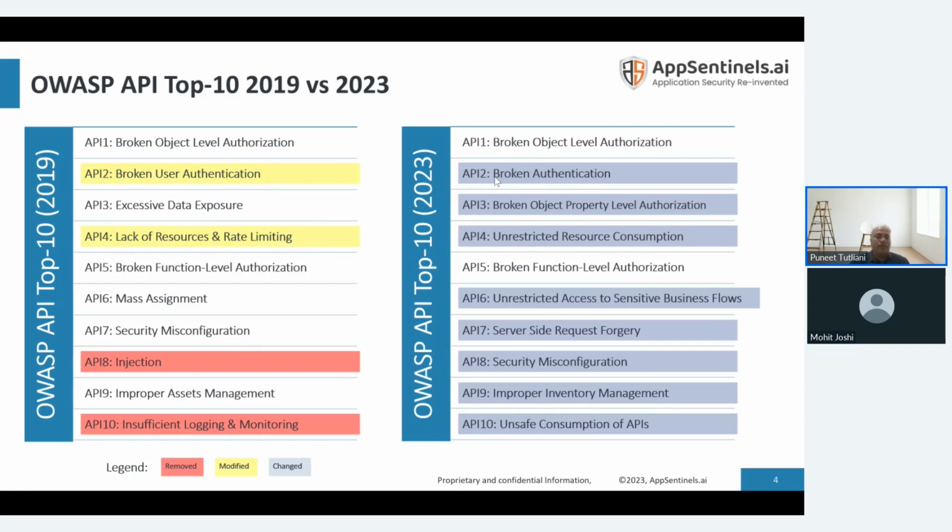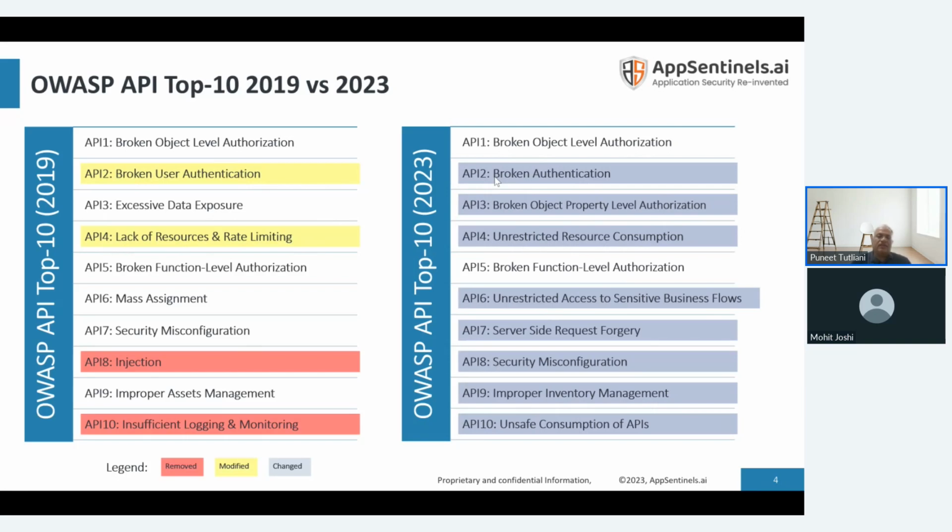Server-side request forgery is seen as a common problem with APIs, especially in the APIs which are taking some sort of a URI as an argument. This is something which is a new addition into the list. Security misconfiguration was present in 2019 at the seventh position, but has been brought down to the eighth position. So it's in the new list. It's a little lesser priority. Improper asset management, which was API 9 position in the 2019 list, is now renamed.